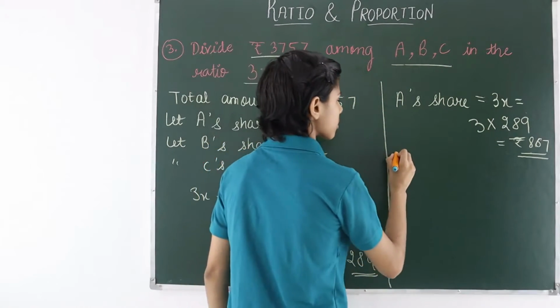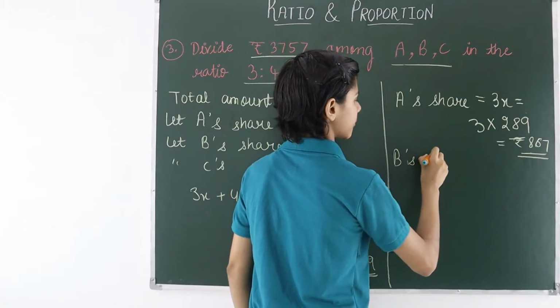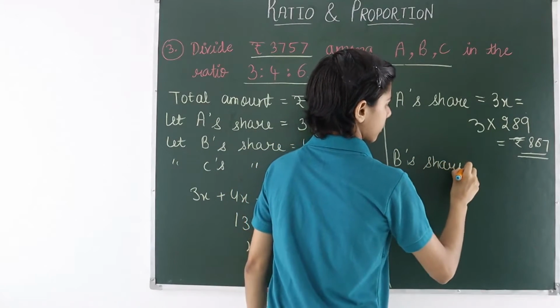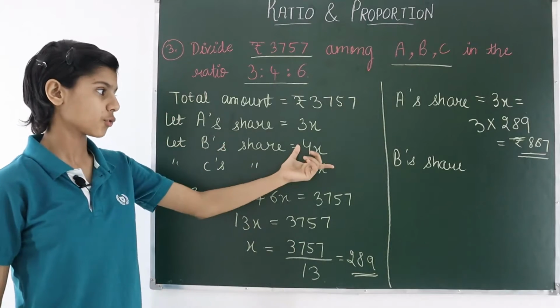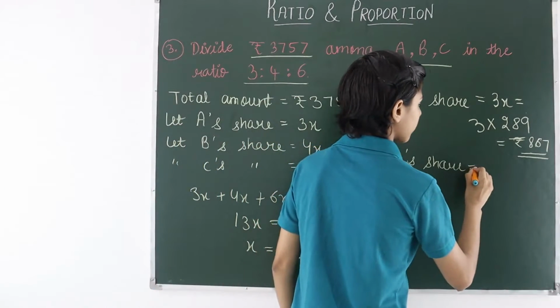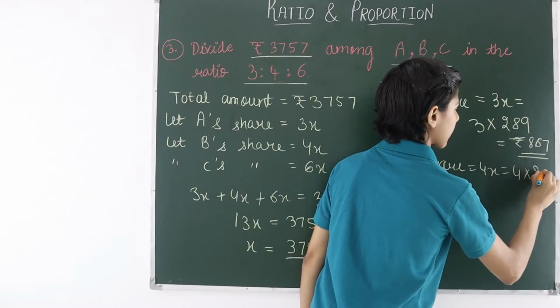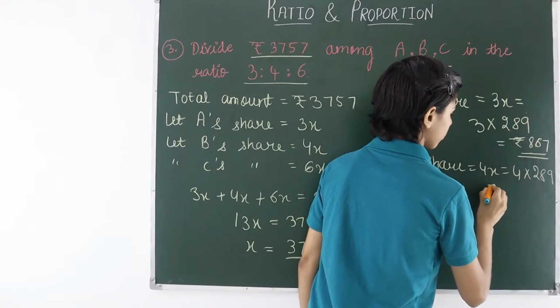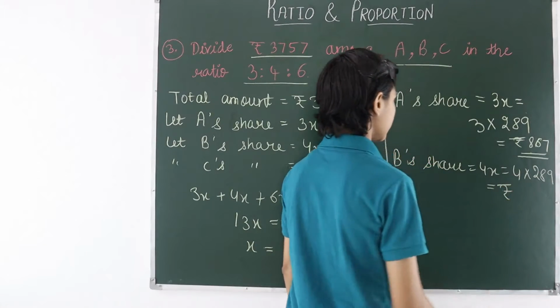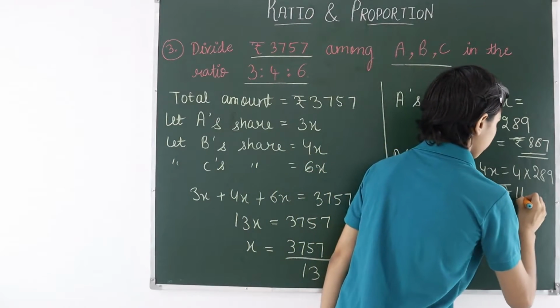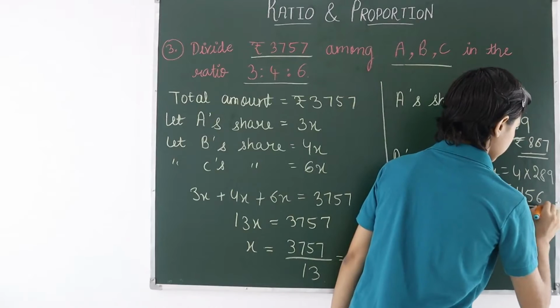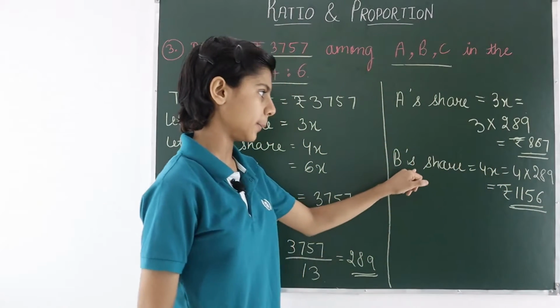Now for B also it is the same. B share: the ratio of B was 4x. So 4x means 4 into x. x was 289. So the amount of money B will get is 1156. So this is the amount of money B will get.